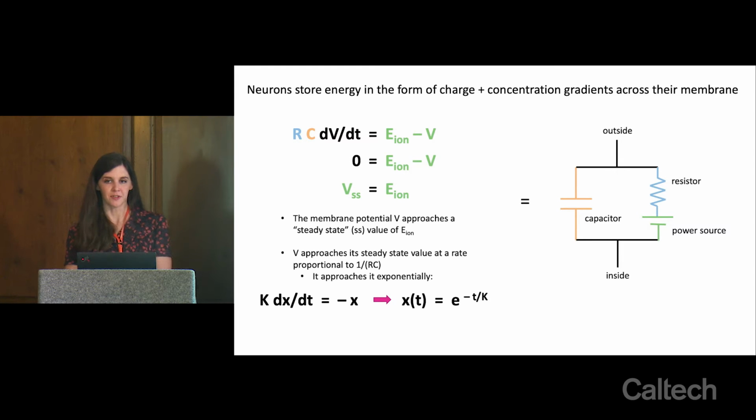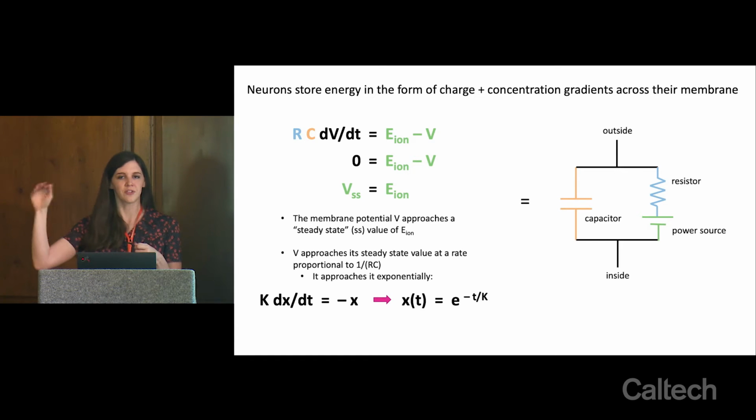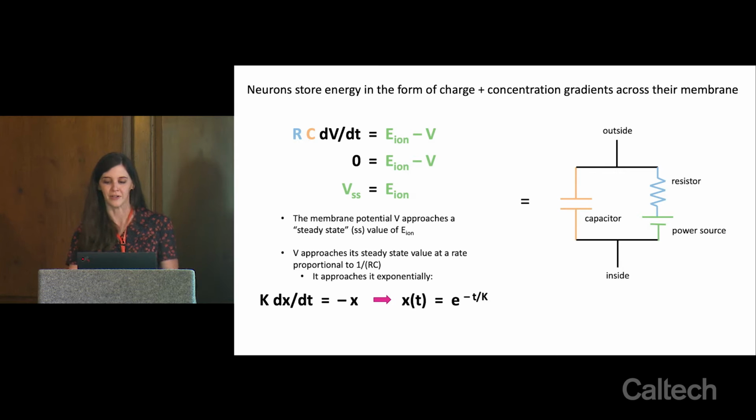And we can also, from this differential equation, understand how the membrane potential of the neuron is going to approach this steady state value. So we know that it approaches it at a rate that's proportional to this product of the resistance and the capacitance, because this R times C term is just scaling the rate of change of the membrane potential here. So the resistance and capacitance of our neural model is effectively setting the time course with which the membrane potential of the neuron increases or decreases to its steady state Nernst equilibrium potential of our model ion.